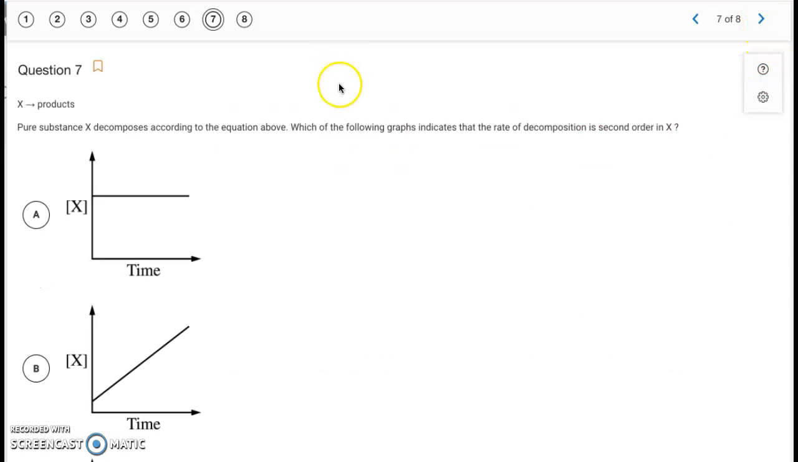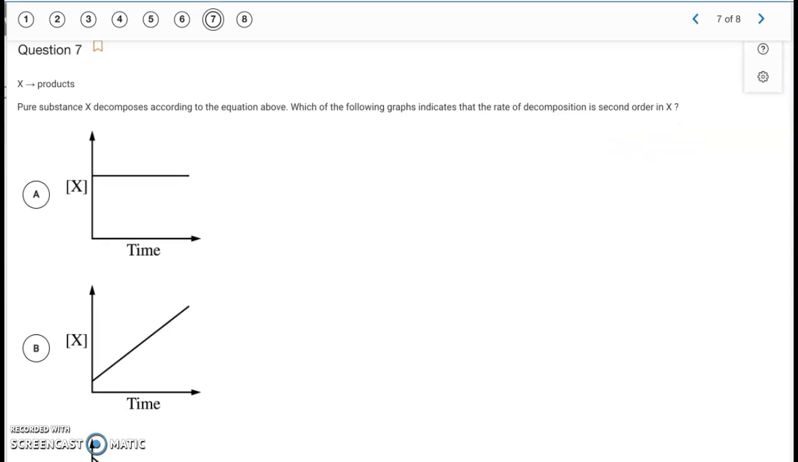All right, question 7. So we have the pure substance X decomposes according to the equation above. Which of the following graphs indicates the rate of decomposition is second order in X? Okay, so this is section 5.3 with the integrated rate laws. If we have a second order rate law, that means the straight line graph is going to be 1 over the concentration versus time. All right, so now we look at our choices.